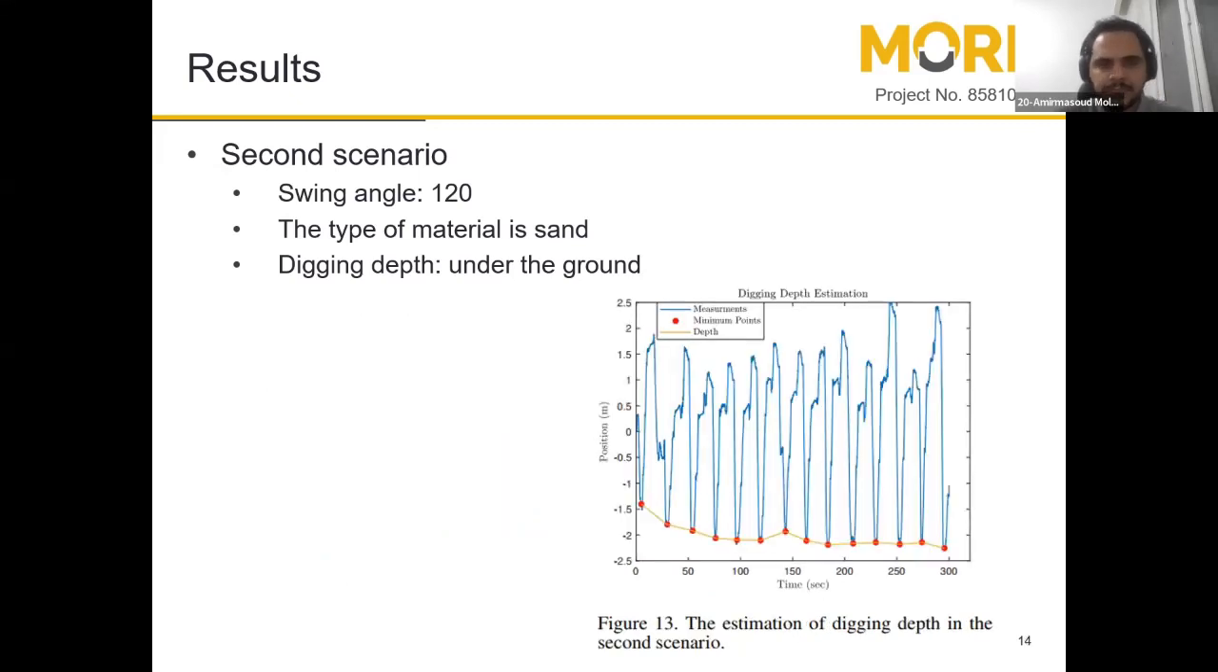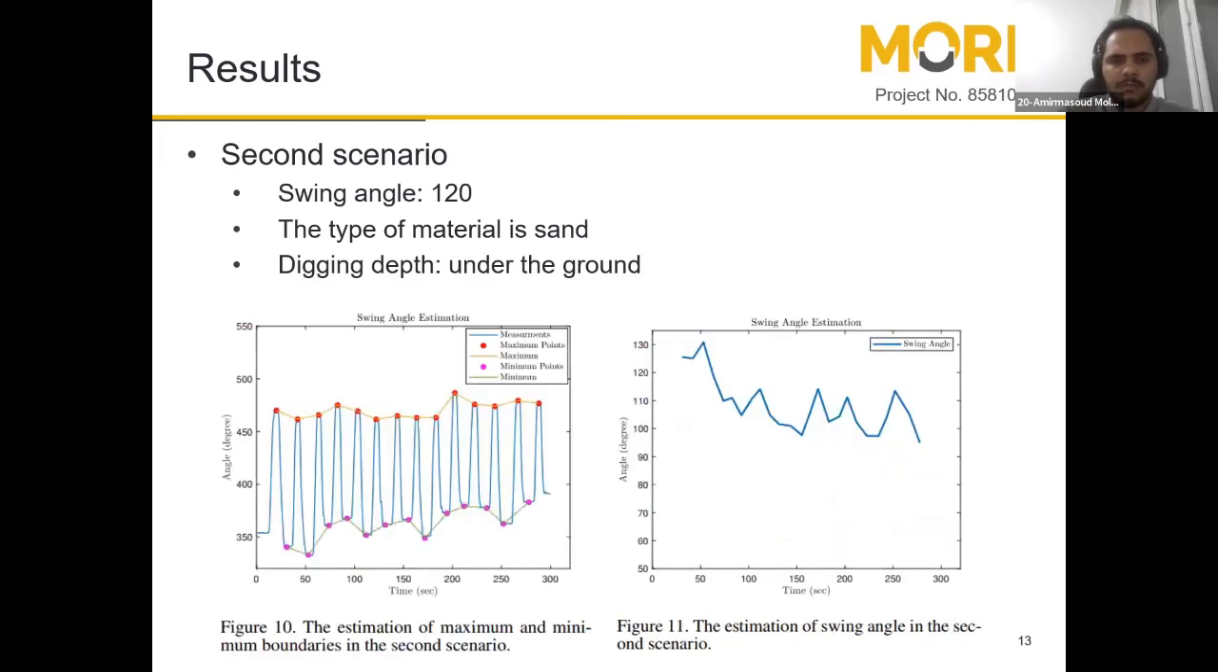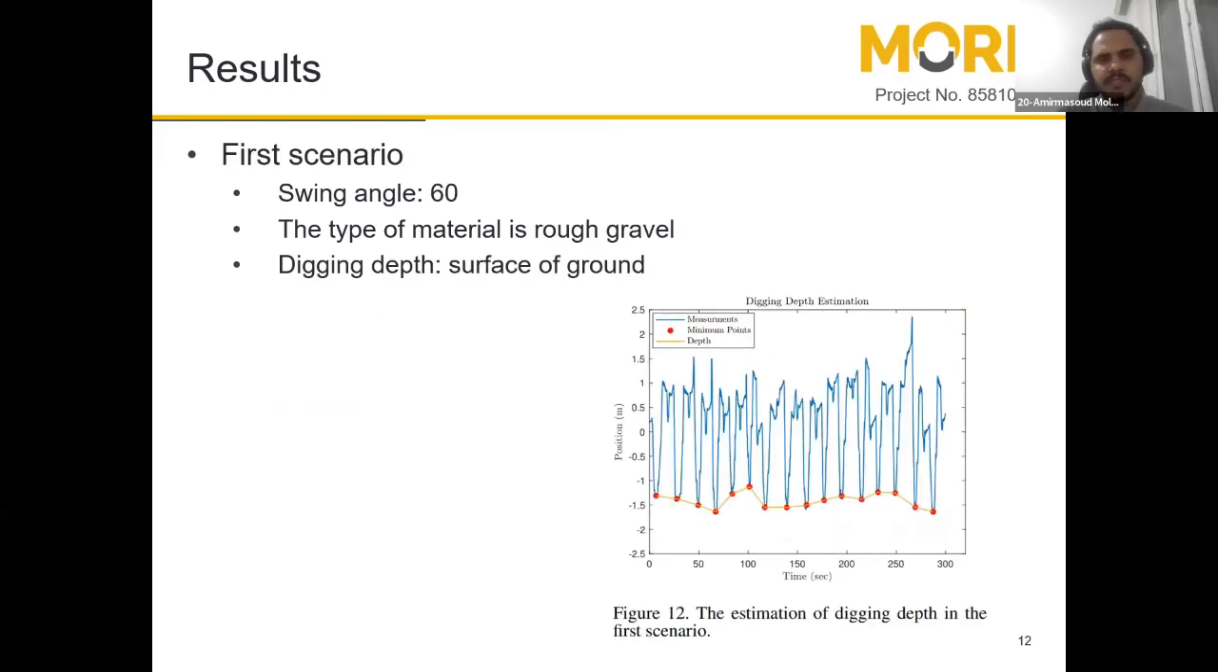For the digging depth estimation, again we can see that the method can easily detect the correct digging depth, not all of the incorrect minimum points. In this operation, the digging depth is around -2 meters, but for the previous one, the first scenario, it is 1.05 meters compared to the reference coordinate of the machine.